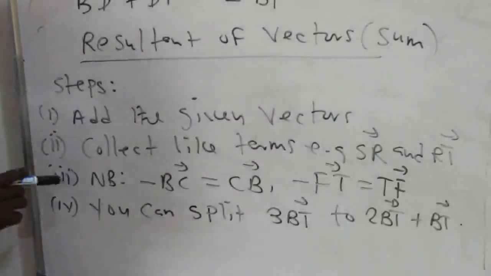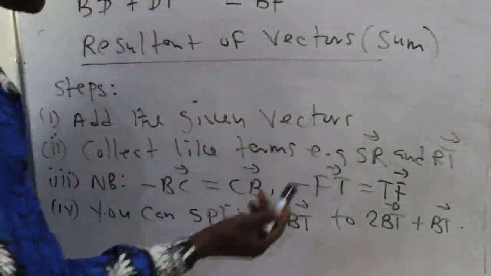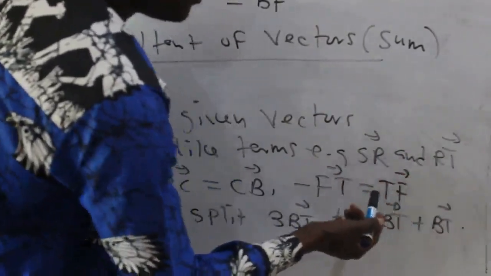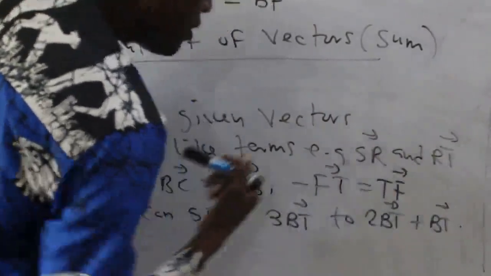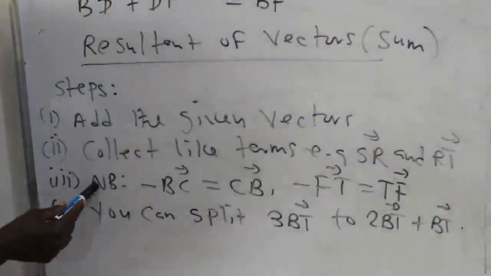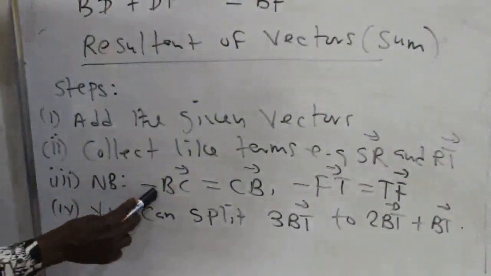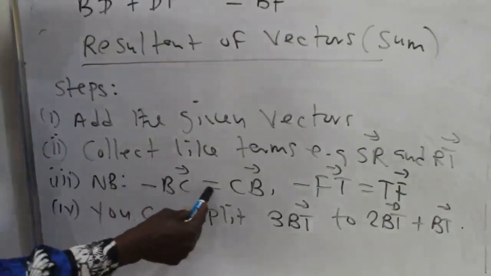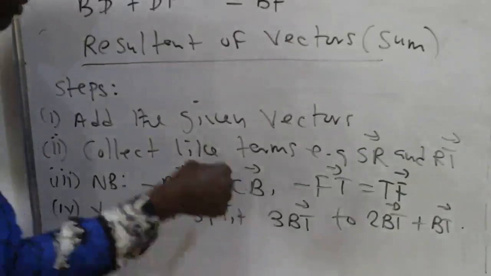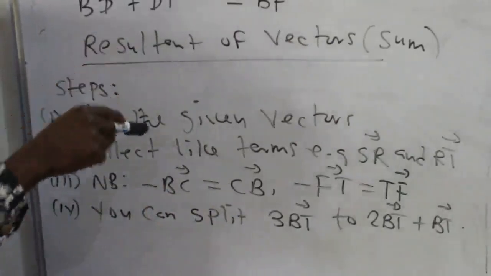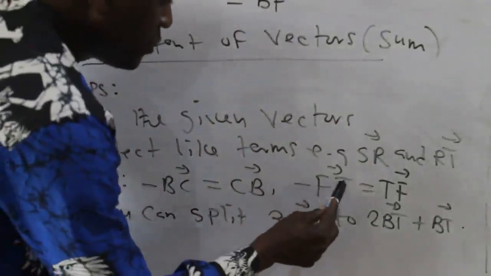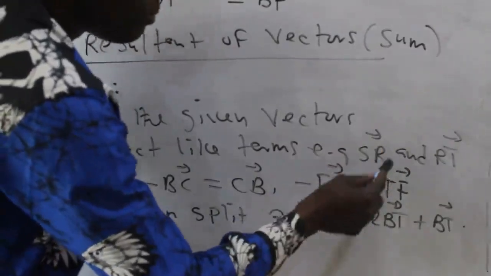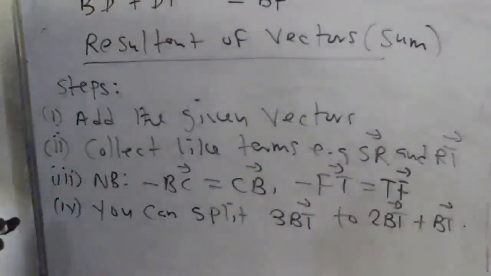The second step, you collect like terms, e.g., like I have vector SR and vector RT. They are like terms. Then, notable, if you have negative BC, that is vector BC negative, is the same thing as vector CB positive. You change the position. Minus FT, that is minus vector FT, is the same thing as positive vector TF.